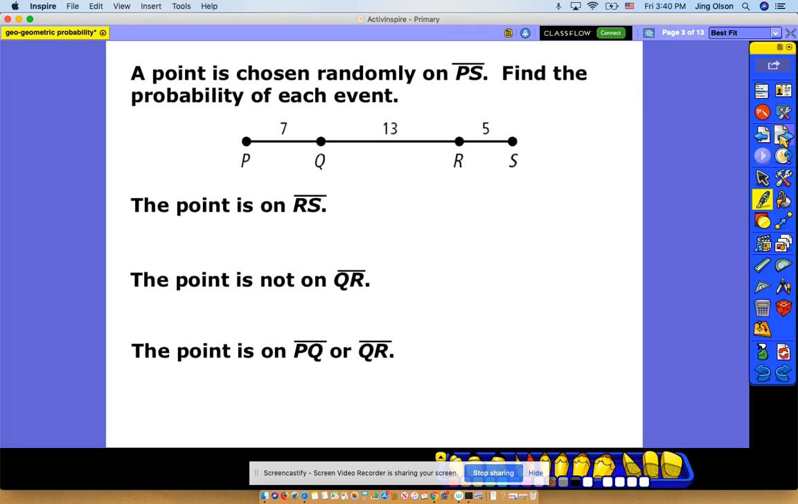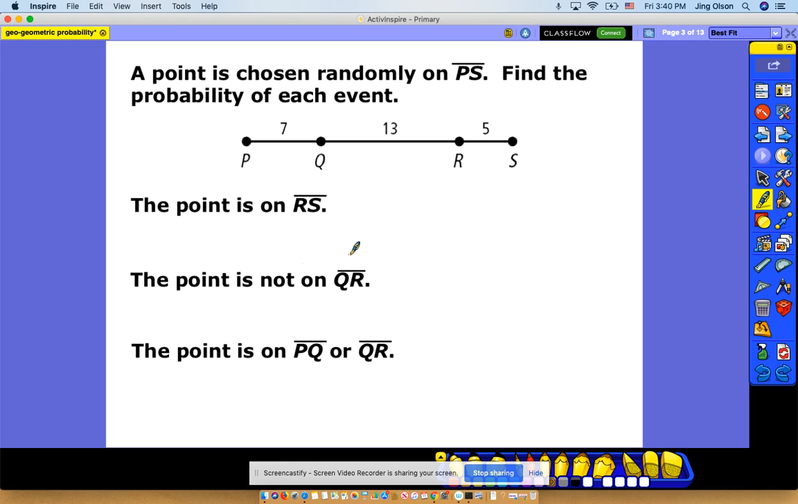We're going to use probability in geometry today. If you look at this example here, a point is chosen randomly on segment PS. So PS is right here, and we're going to randomly choose a point between P and S. Find the probability of each event. The first one: what's the probability that the point chosen is on segment RS? I randomly pick a point on PS. What's the probability the point lands on RS?